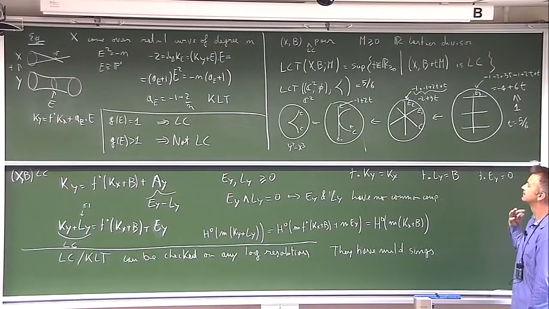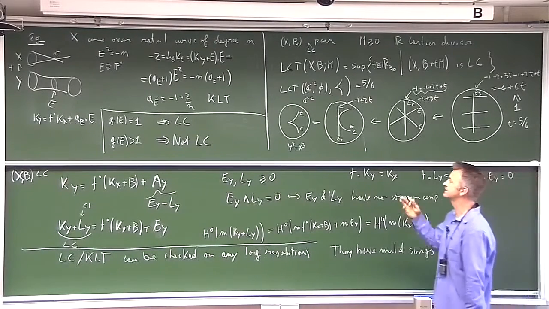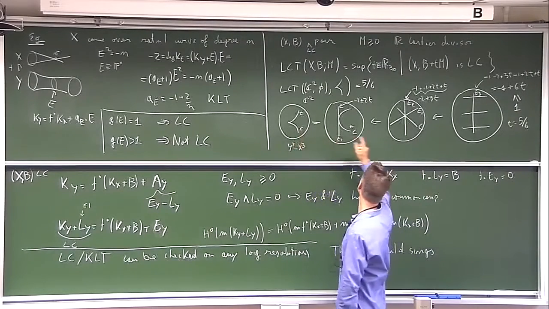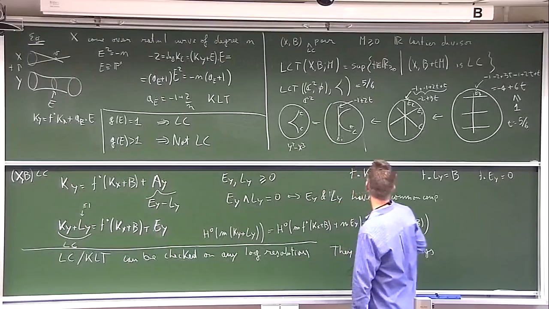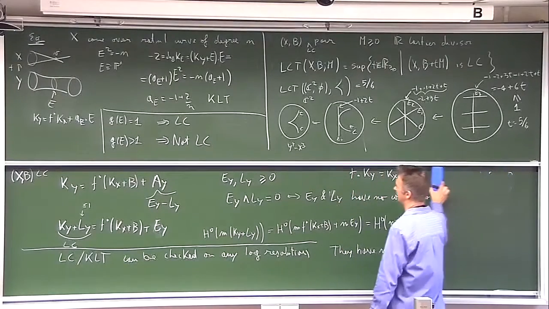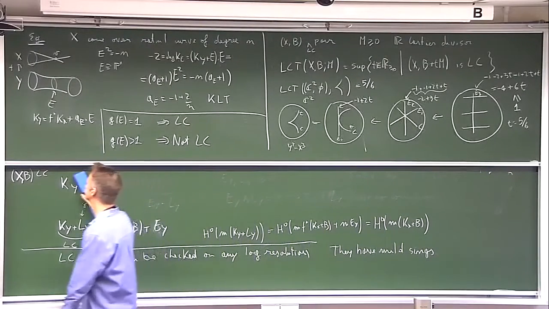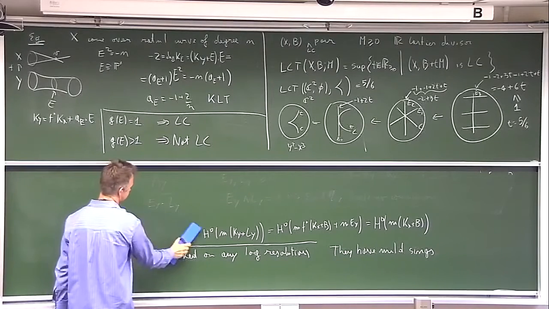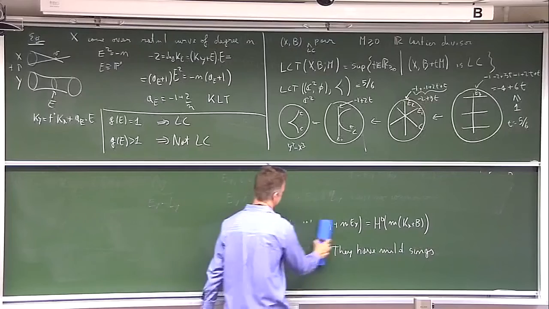And the reason that they're important is that something interesting is happening. In this case, something interesting happens along the locus where you get your log canonical singularity, your non-KLT singularity.